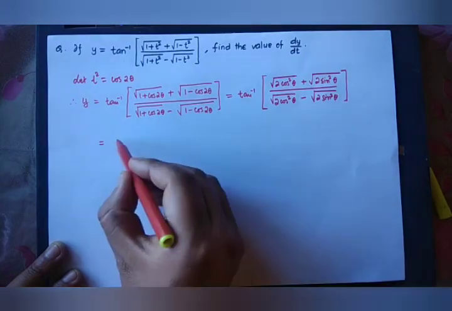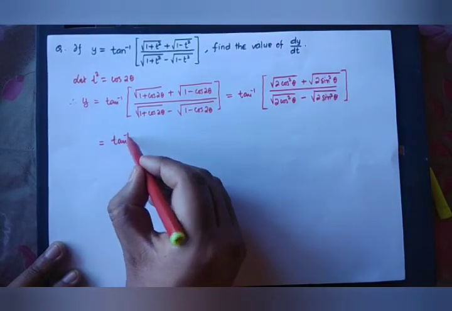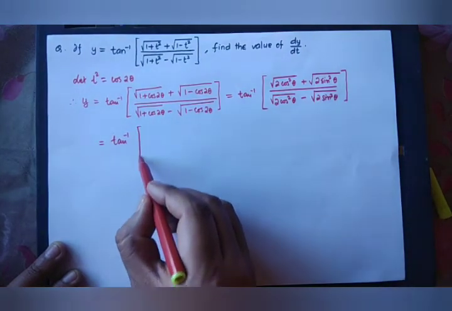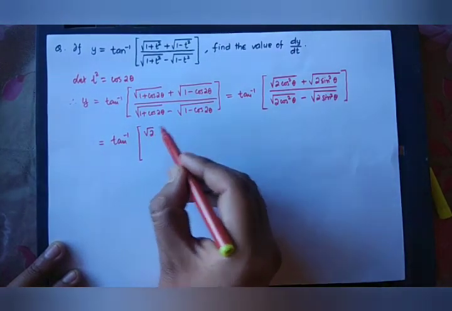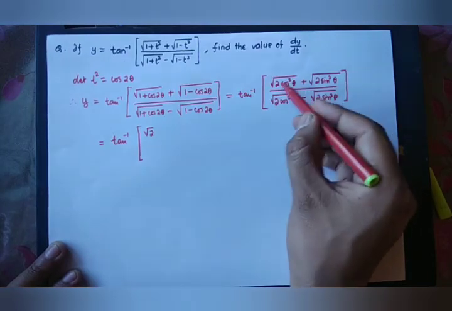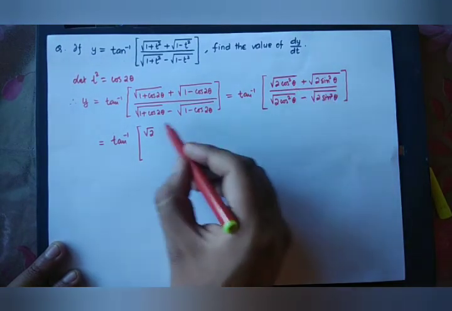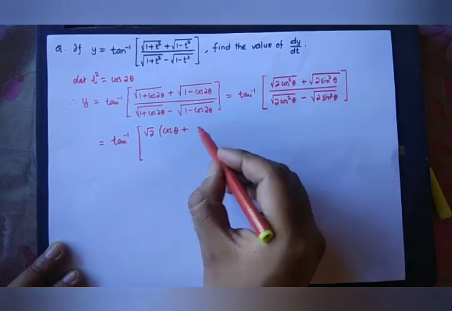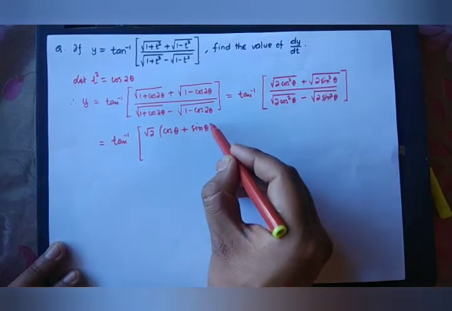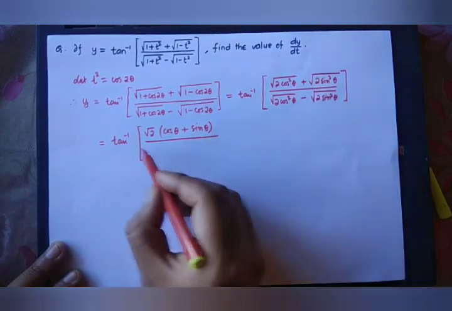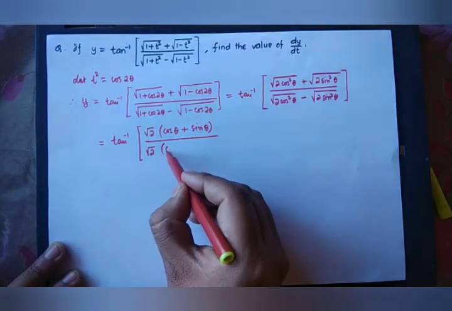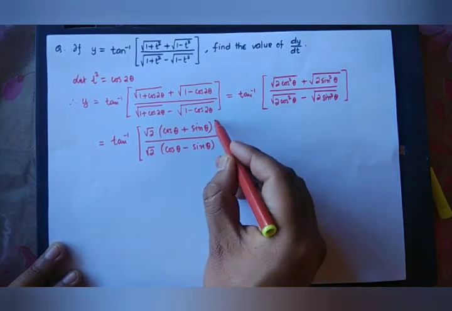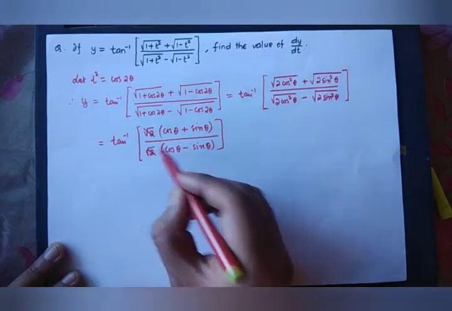So we have tan inverse of, okay, so root 2 can be taken as common. So whenever root 2 is taken common, so here we have square root of cos square theta, that is cos theta. So we have cos theta plus similarly from here we have sin theta. In the denominator as well we have root 2 times cos theta minus sin theta, right? So root 2 and root 2 get cancelled.